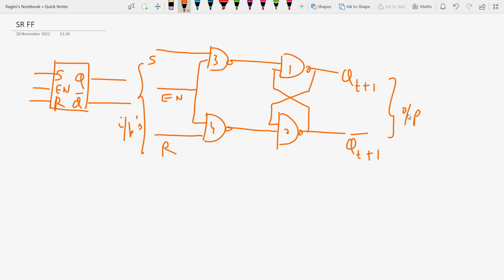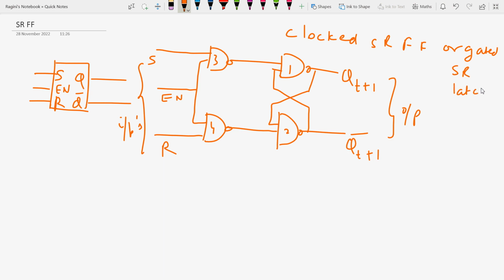So I can say that S and R are the inputs. They are being applied to gate number 3 and 4, and outputs are given as Qt plus 1 and Q bar t plus 1. So actually what is this diagram telling? Actually this is a clocked SR flip-flop. It is known as clocked SR flip-flop. Okay, in this clocked SR flip-flop, we know that this is a synchronous SR latch. We can also call it a gated SR latch, right?